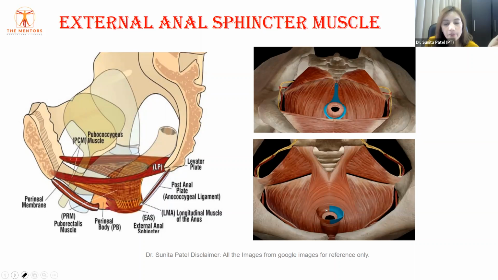And what is the role of this muscle? What is the function? Come on, tell me.